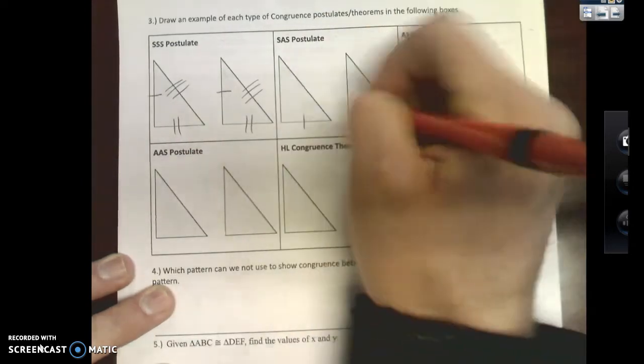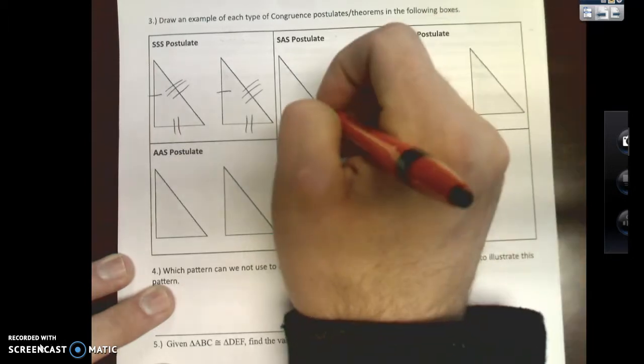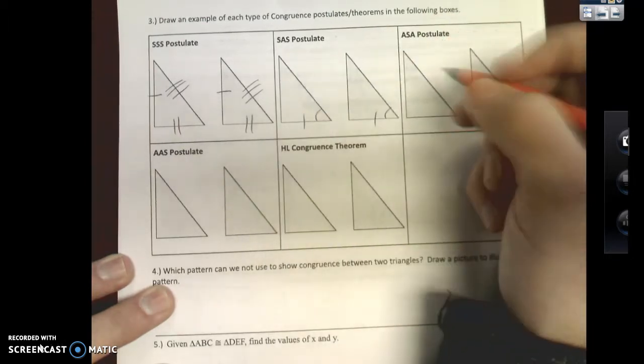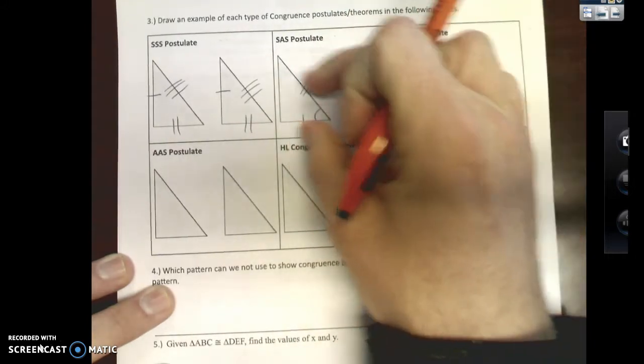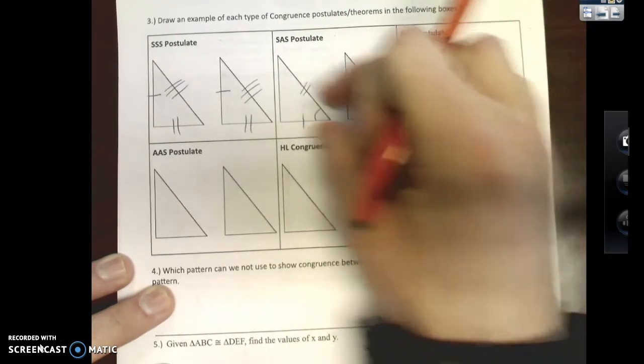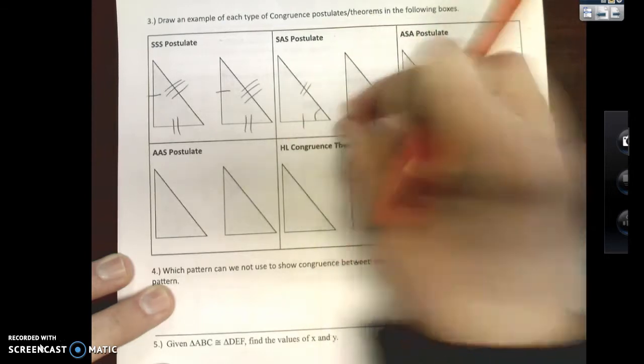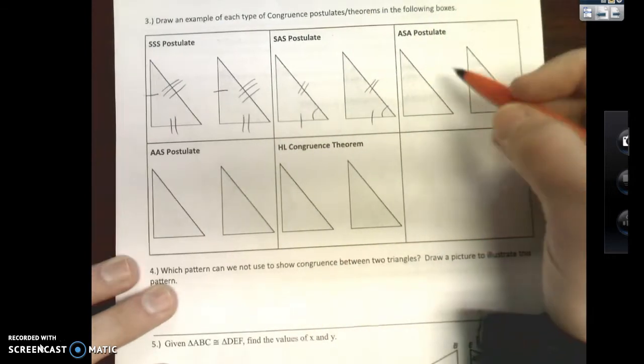Side angle side: you've got a side. You have an angle directly next to it, and then you have a side. Your angle needs to be in between them. Okay, that's the whole kicker there.